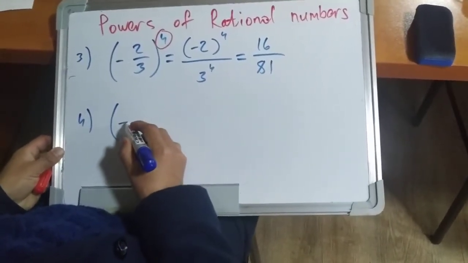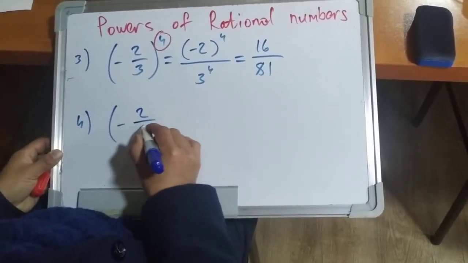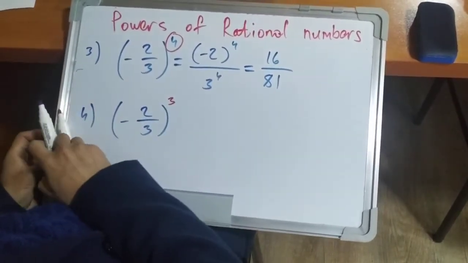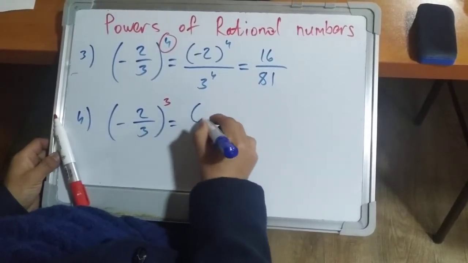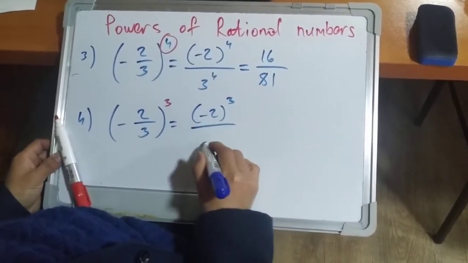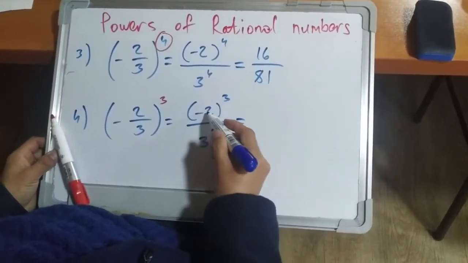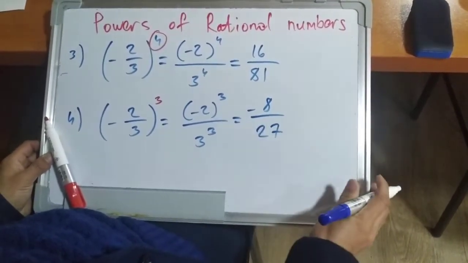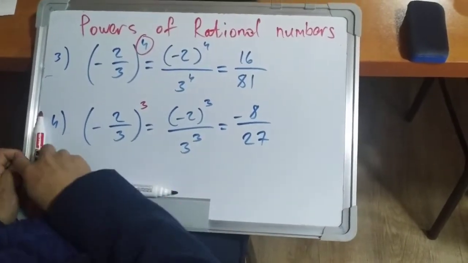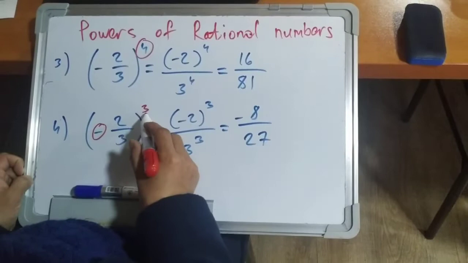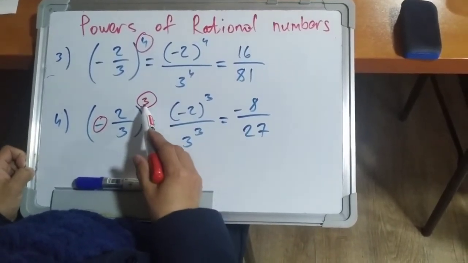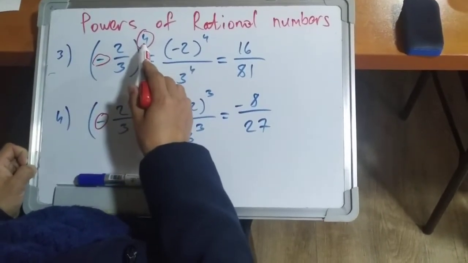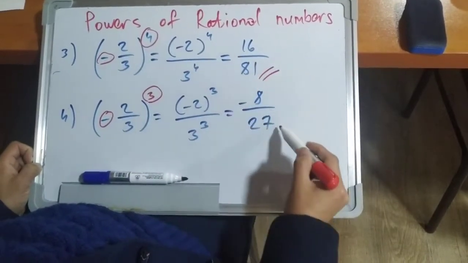And if the rational number is -2/3 and the power is an odd number, 3, it equals (-2) to the power of 3 over 3 to the power of 3. So (-2) to the power of 3 is -8, and 3 to the power of 3 is 27. So if the rational number is negative and the power is an odd number, the answer will be negative. If the rational number is negative and the power is an even number, the answer will be positive. Okay.